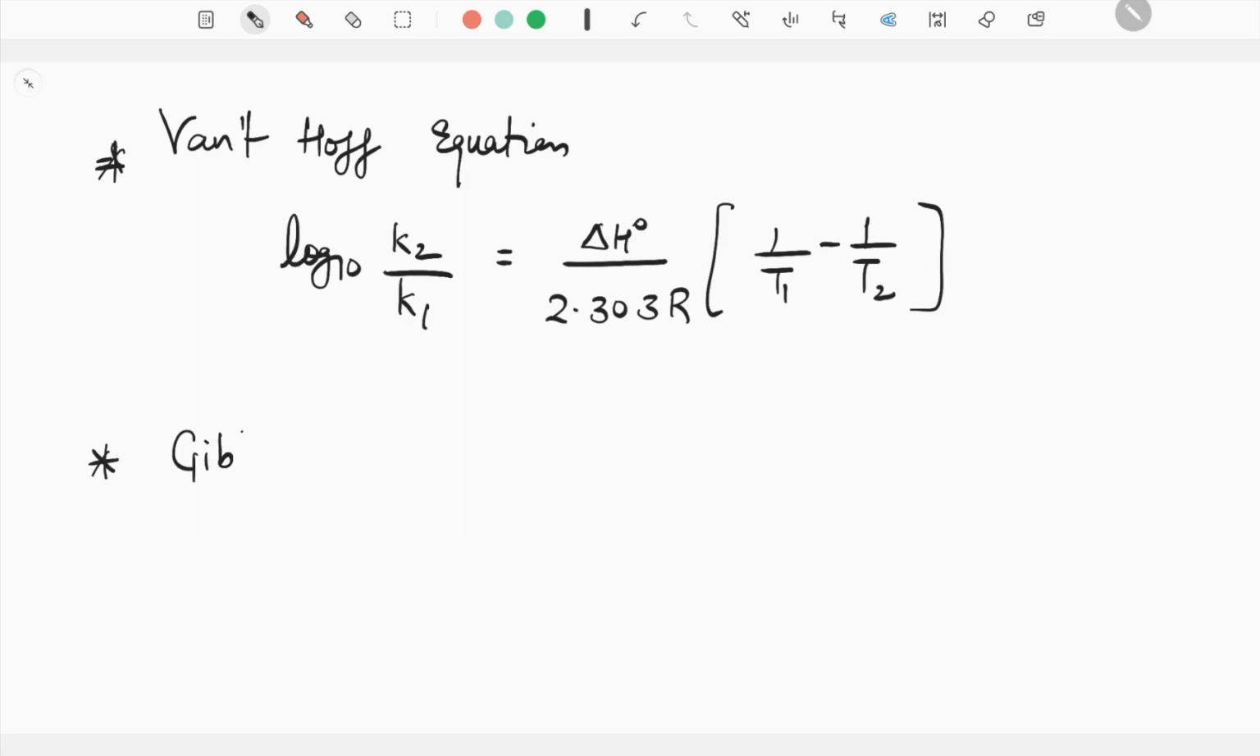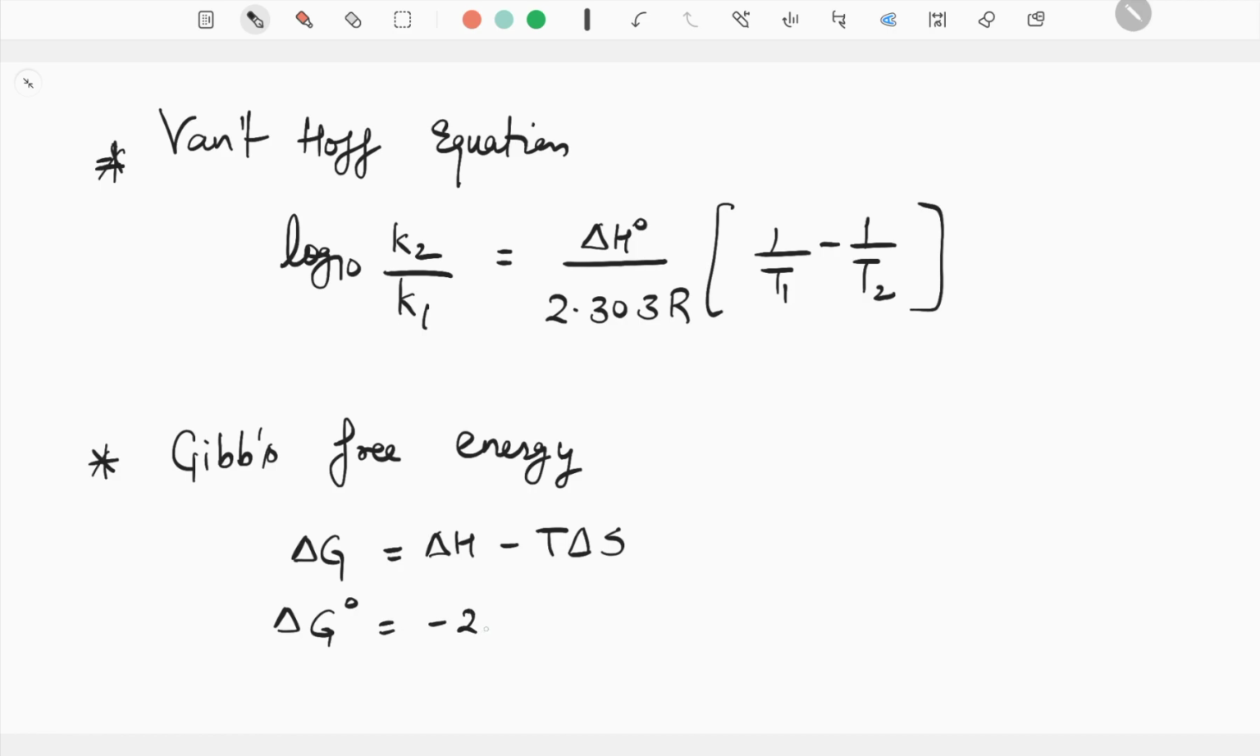And then Gibbs free energy. So what is this? Delta G is equal to delta H minus T delta S. Delta G naught is equal to minus 2.303 RT log base 10 K, where K is the equilibrium constant.